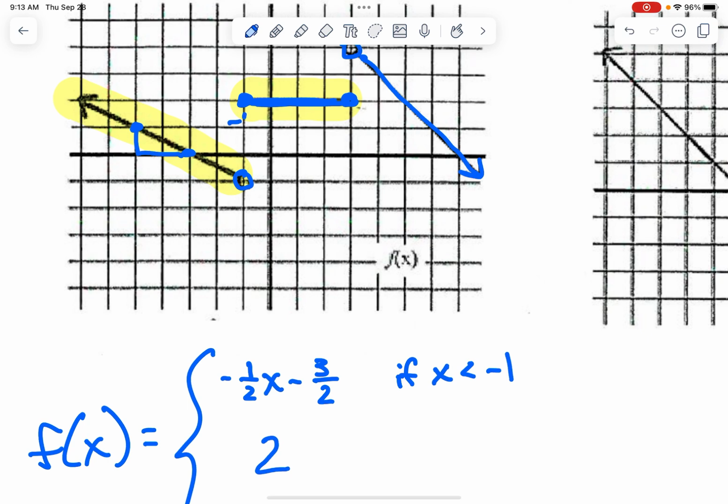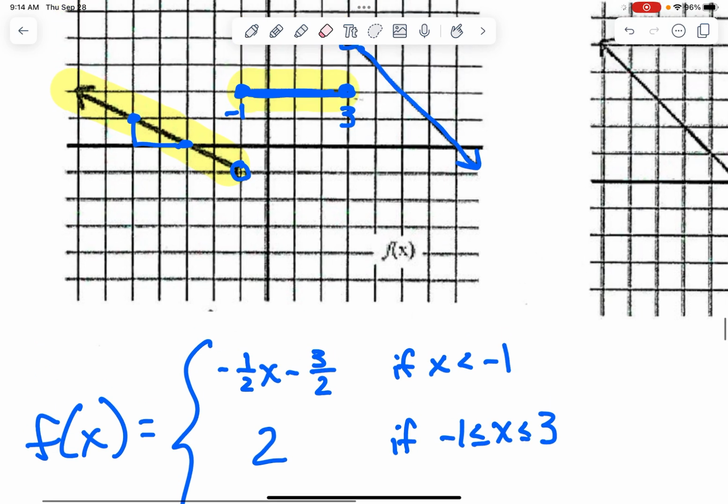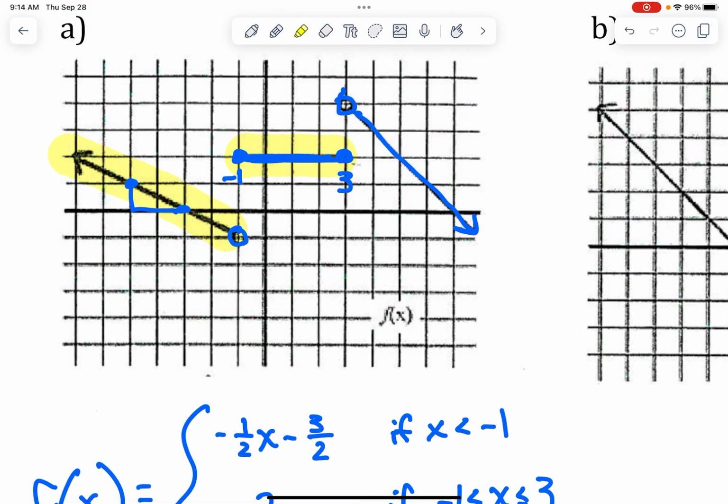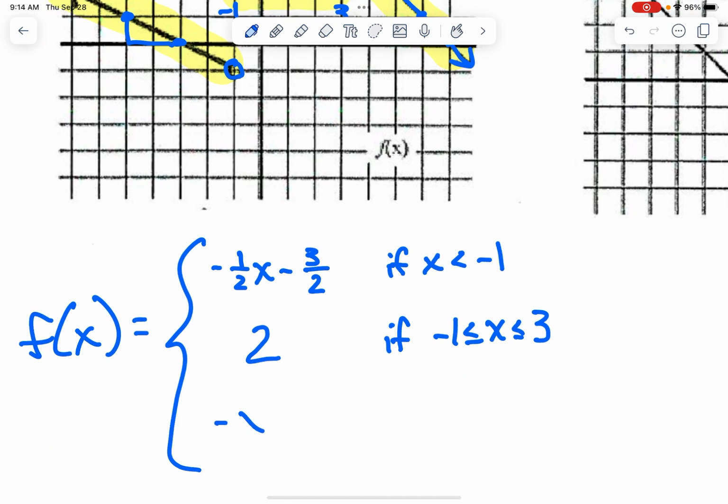That's x is -1 to x is 3. All right, we're including those points. So -1 to 3, right? And you're including them, so don't forget your equal signs, okay? And then your third function is another line. In this case, the slope is negative again, and it looks like the slope is -1. So -1x, all right? So -x.